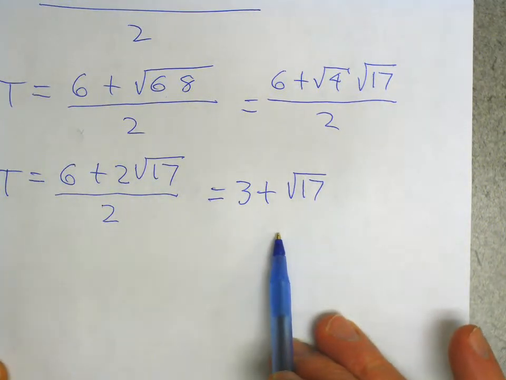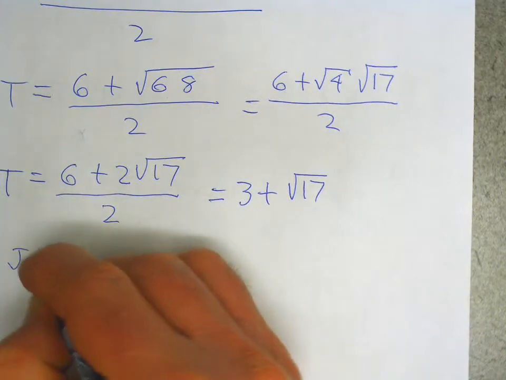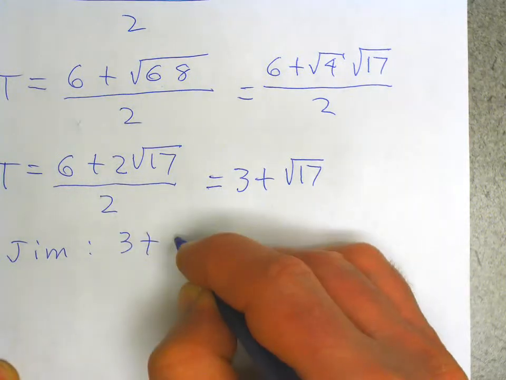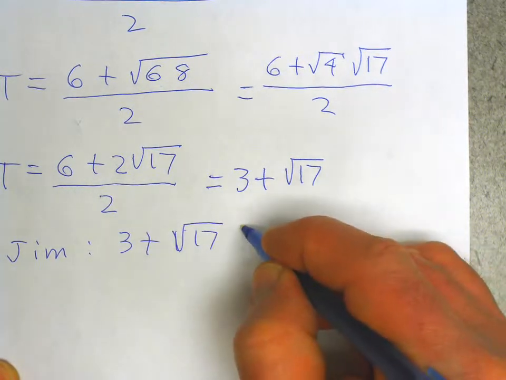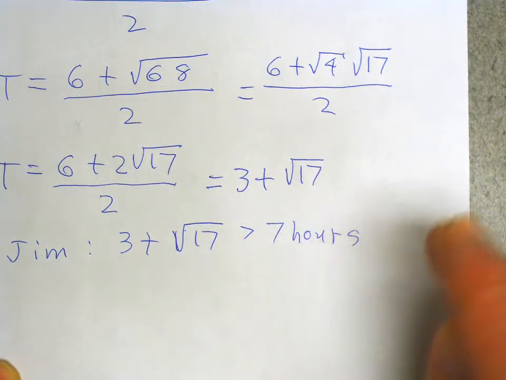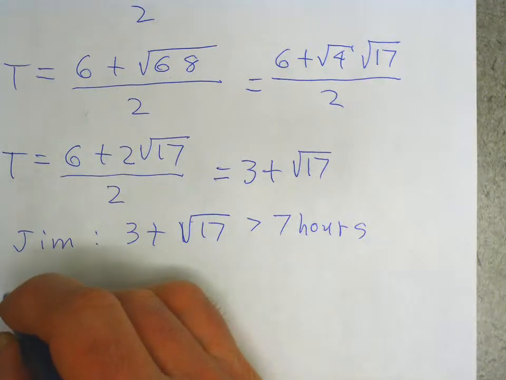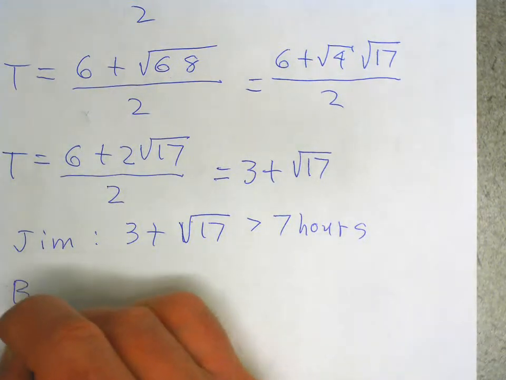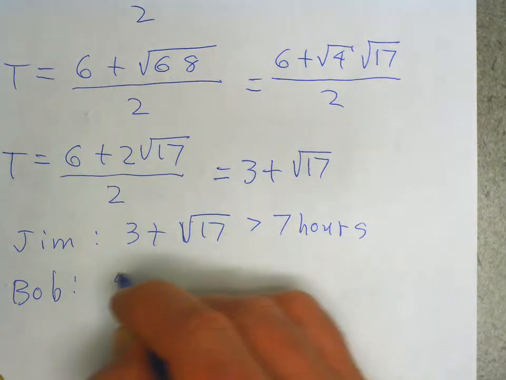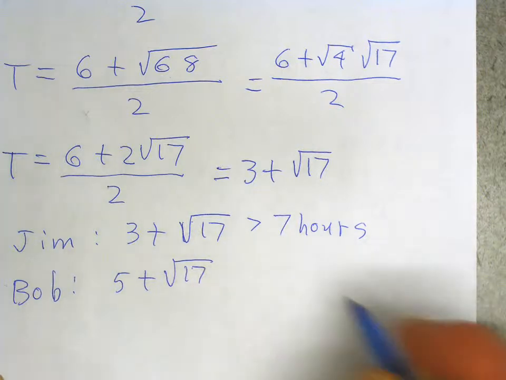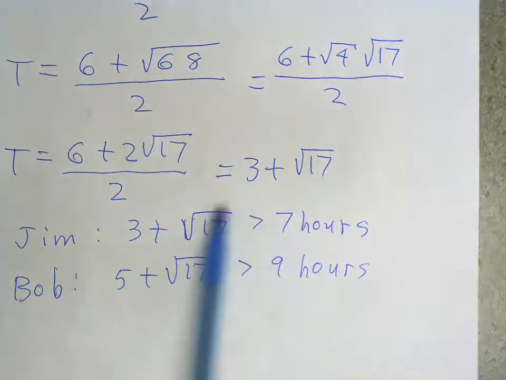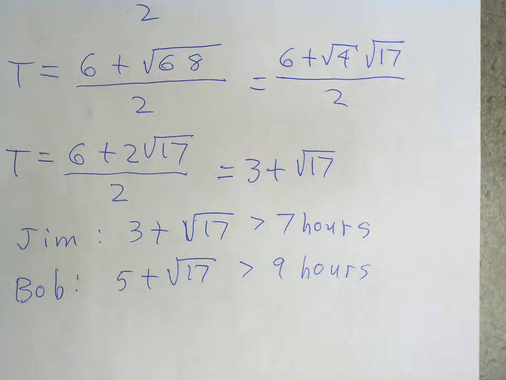So Jim would take 3 plus the square root of 17 hours, which is a little bit bigger than 7 hours. And Bob takes 2 hours longer. So Bob's time is 2 hours more than this. So 3 plus 2 is 5. So 5 plus the square root of 17 is a little bit bigger than 9 hours. So if you use a calculator, you can get a decimal approximation for those numbers.